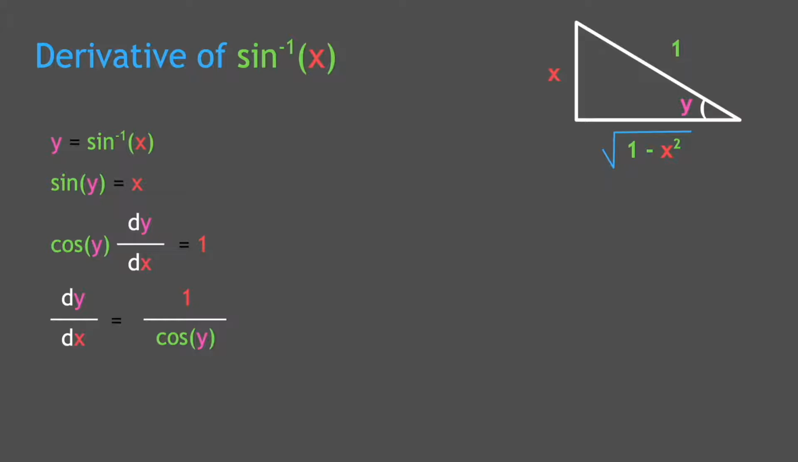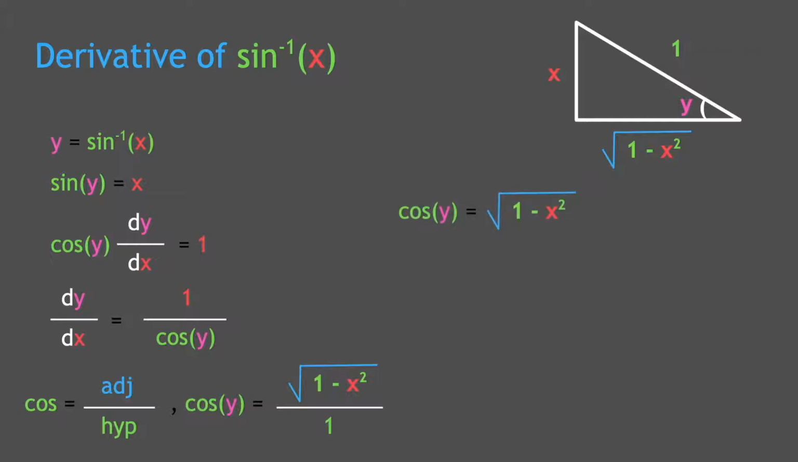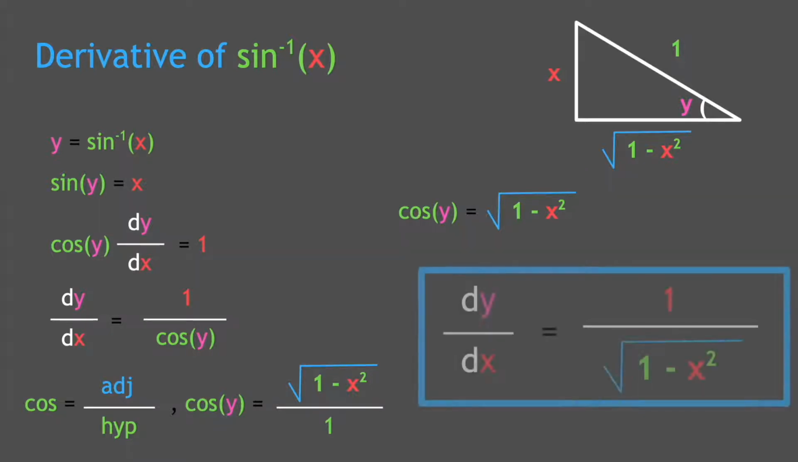From here, what we want to do is replace the cosine of y with something that is in terms of x. So the cosine of something is equal to an adjacent side over the hypotenuse side. So the cosine of y for our triangle is going to be equal to the square root of 1 minus x squared over 1. From here, we can just simplify and have that the cosine of y is equal to the square root of 1 minus x squared. And then replacing that with the cosine of y, we have that dy over dx is equal to 1 divided by the square root of 1 minus x squared.